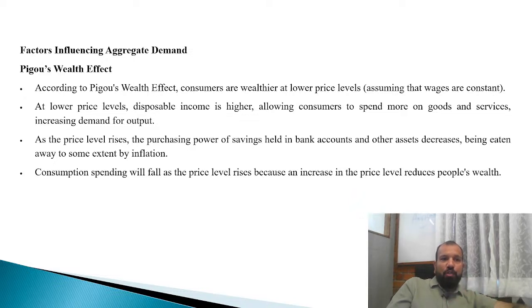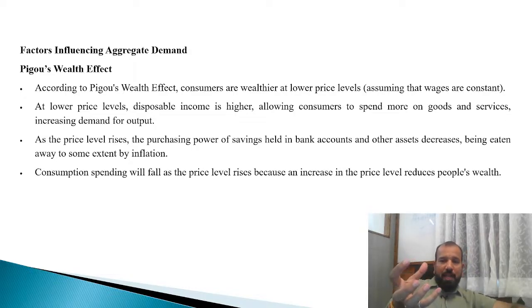The first is the wealth effect. Consumers are wealthier at lower prices. Whenever we have lower prices, we will have more purchasing power, assuming the wages are constant. At a lower price level, disposable income is higher, allowing consumers to spend more on goods and services, increasing the demand for output.